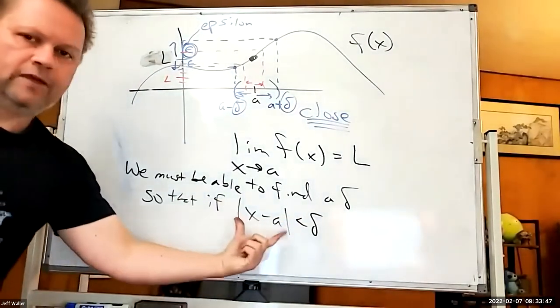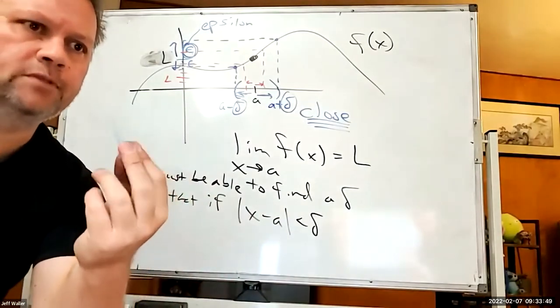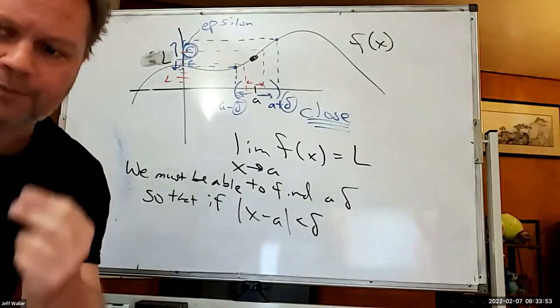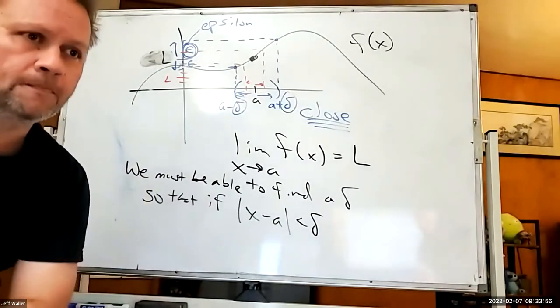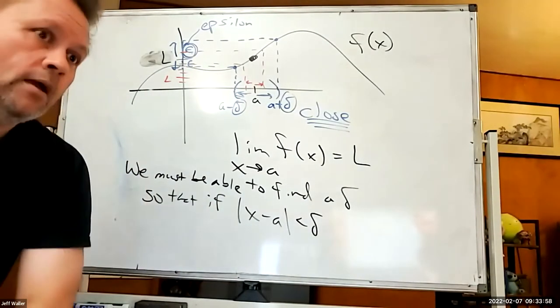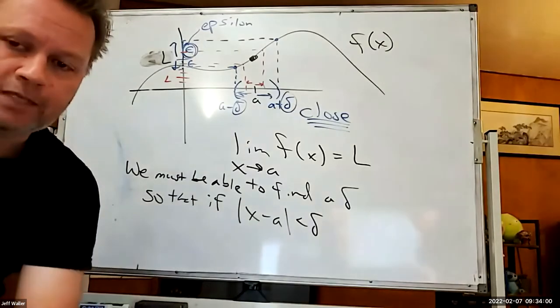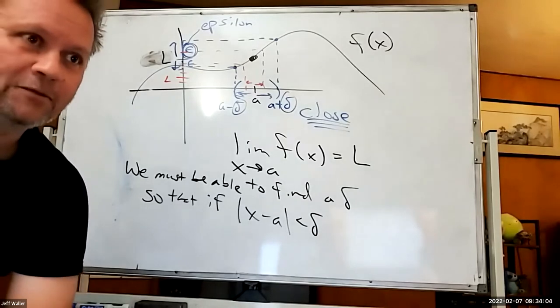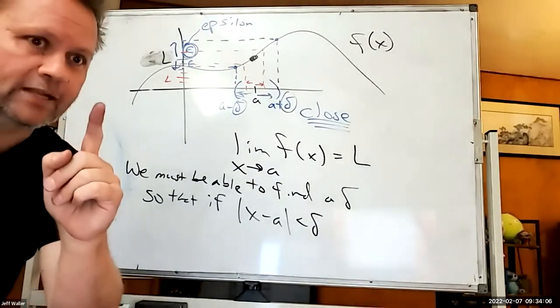What does absolute value mean, real quick? Can somebody tell me one English word that tells me what absolute value means? Positive. I like that, except it's not quite right, because what's the absolute value of zero? Zero. Which is not positive or negative. But I appreciate that idea.